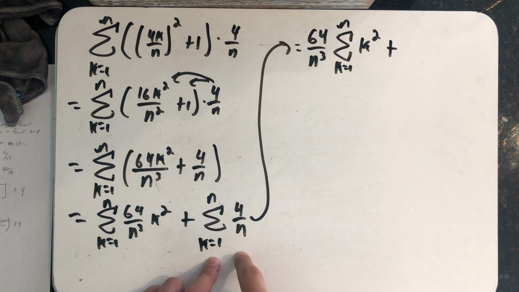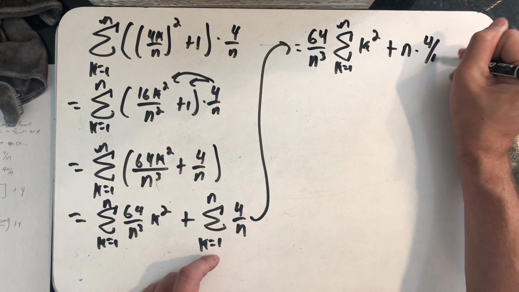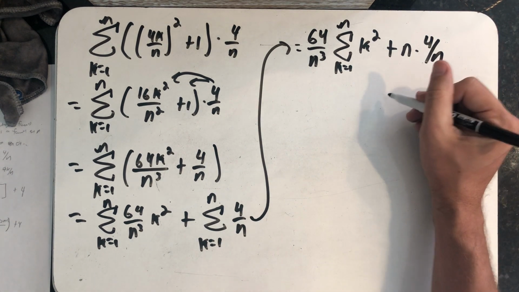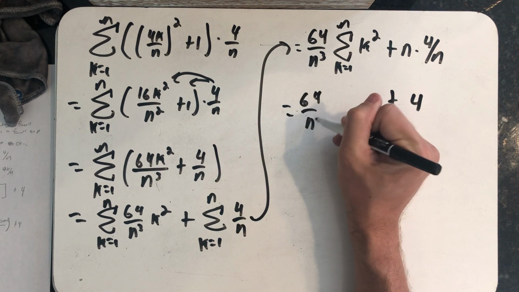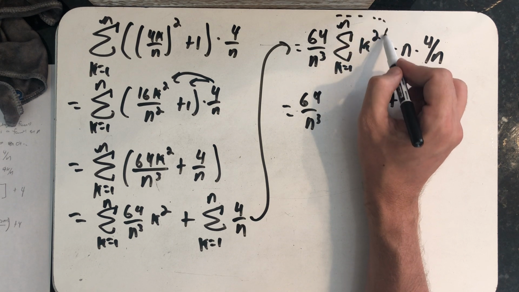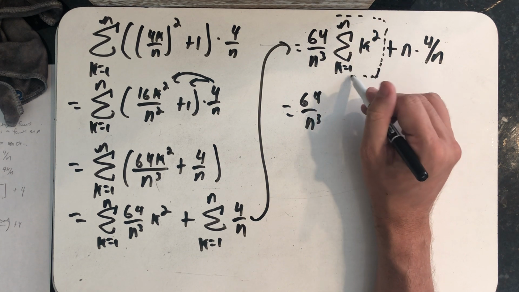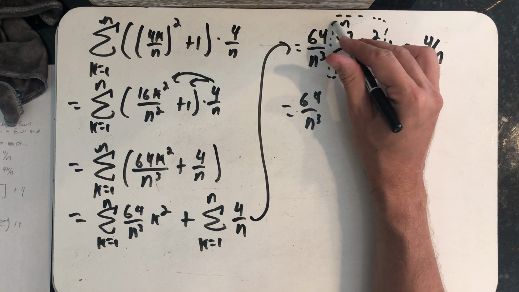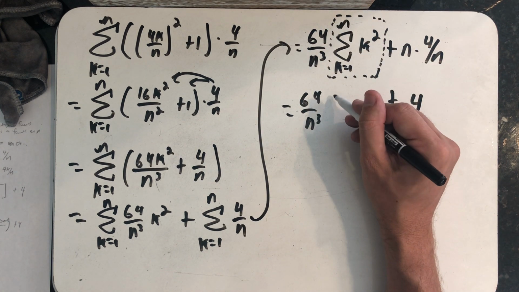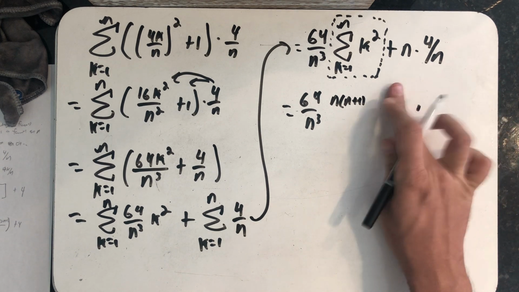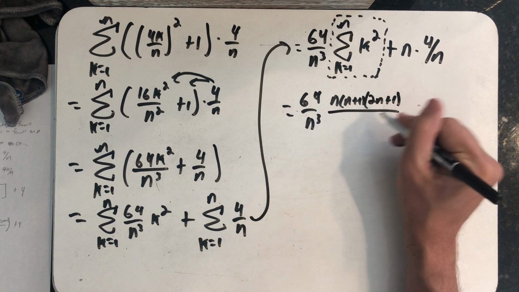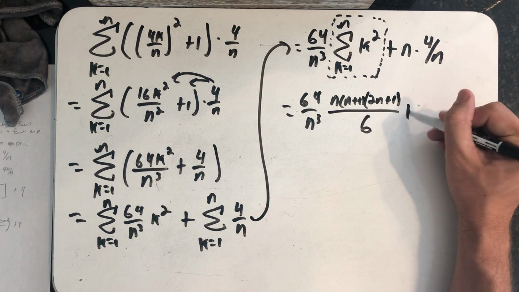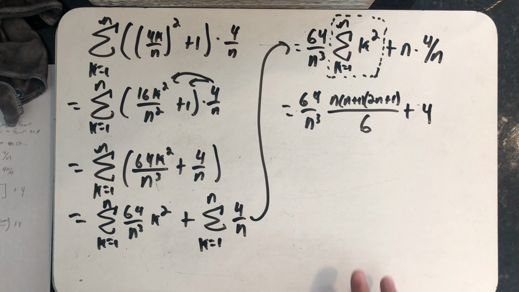In this sum, I'm adding 4 over n to itself n times. That's n times 4 over n. That's that constant rule of the sum. So that's just a plus 4 there on the end. And then I have 64 over n cubed times the sum of the first n perfect squares. And I know a formula for that. I can replace that with n times n plus 1 times 2n plus 1 all over 6, and still plus 4 that I had to erase to fit all that in.